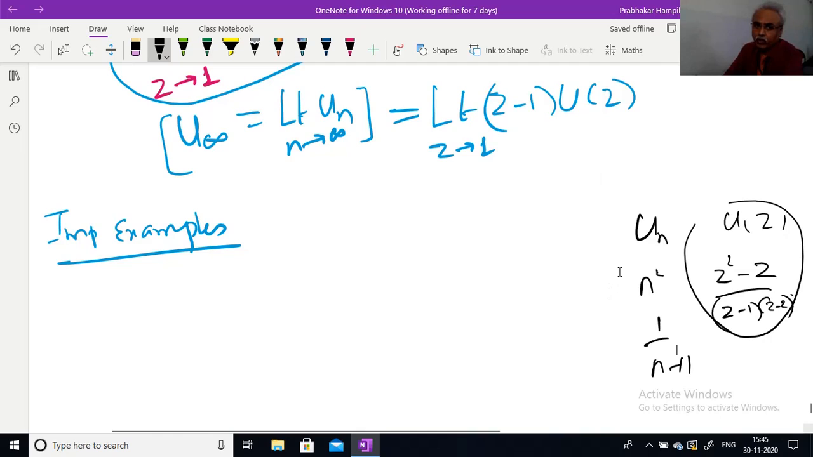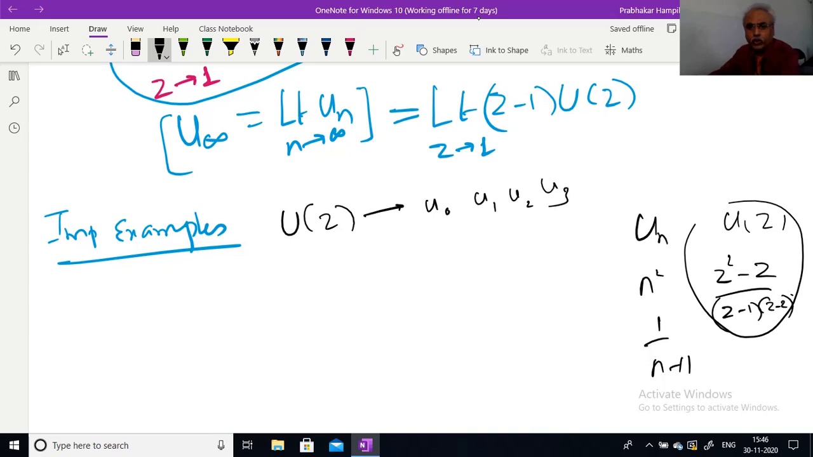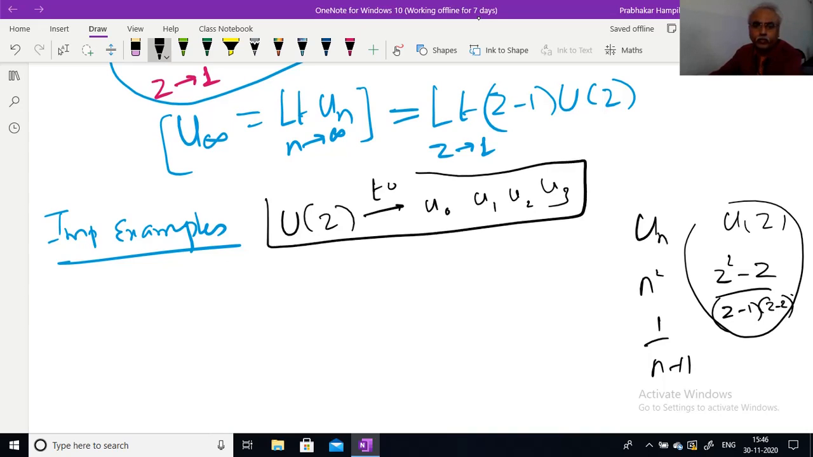So this theorem now, initial value and final value theorem along with shifting theorems are going to help. These examples are from u of z to u naught, u1, u2, u3 and so on directly. First example. Many times such examples are asked, please practice them.